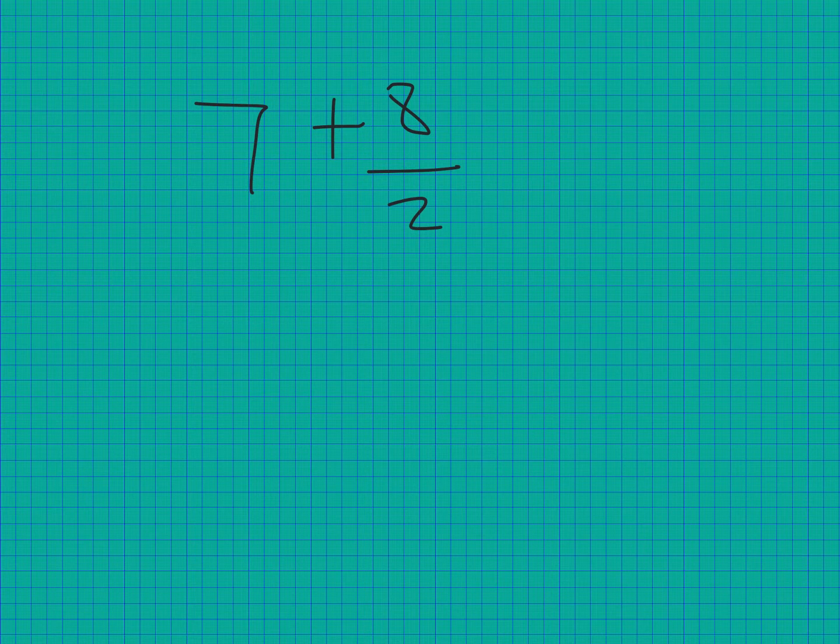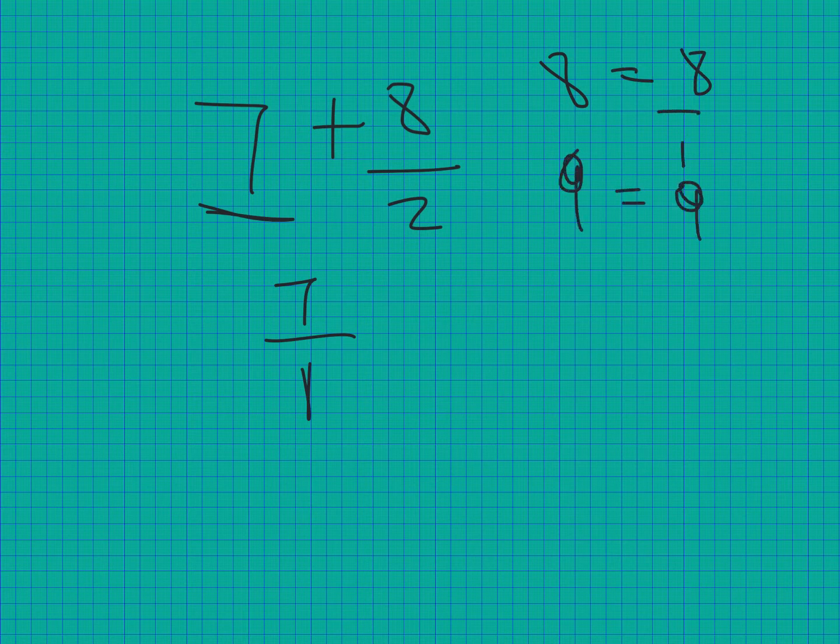And can we do this? Definitely, because every number you can turn it into a fraction, really. So what we're going to do is turn this 7 into a fraction so we can add it up. So 7 is the same thing as 7 over 1. If you have just a normal number, you can turn it into a fraction by just putting that same number over 1. So if I had 8, it equals 8 over 1. If I had 9, it would equal 9 over 1.